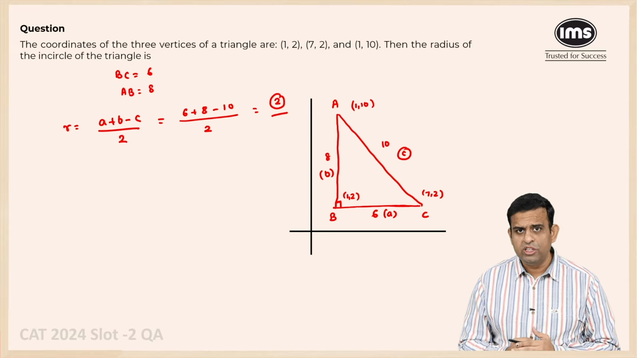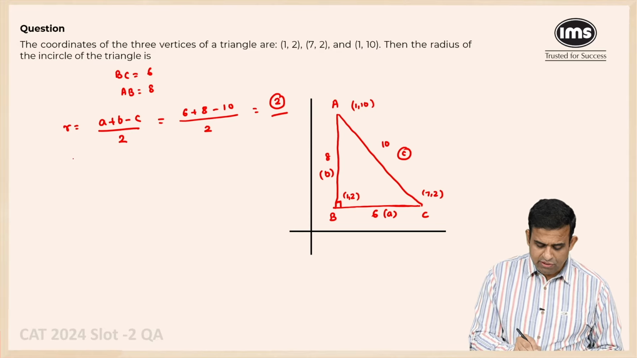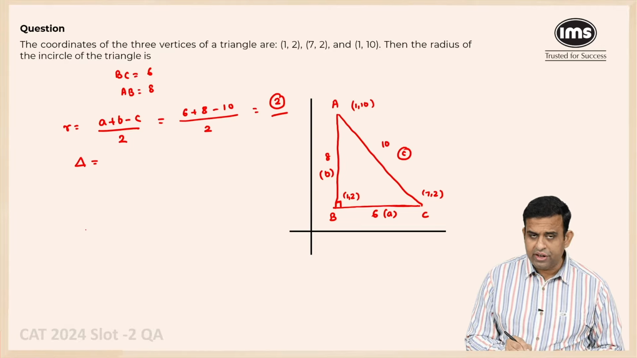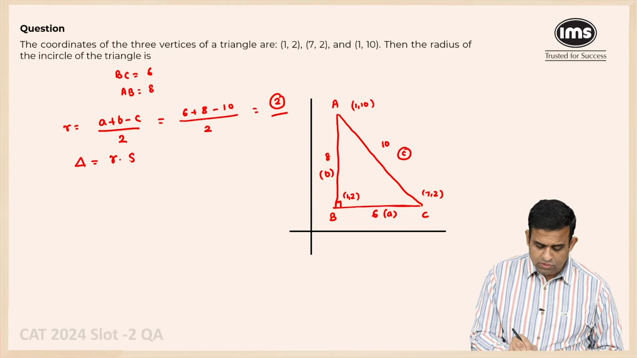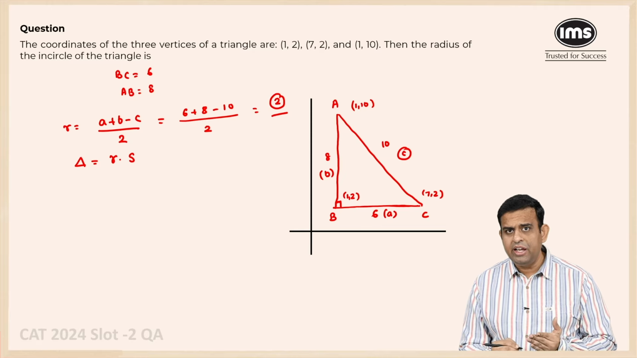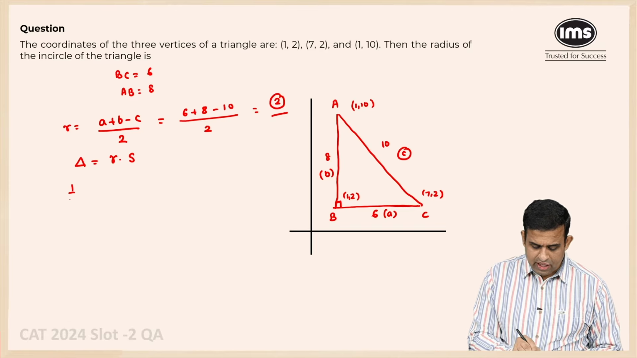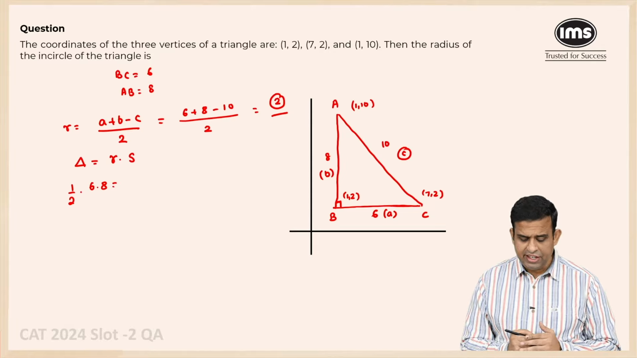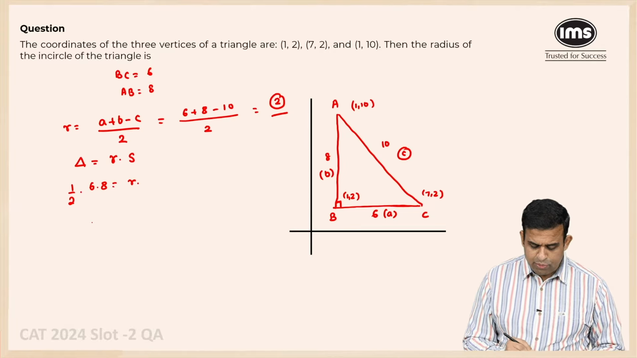Again, people who don't know this particular result can use the formula: area of a triangle is equal to inradius into semi-perimeter. Now, what is the area for this triangle? One can say half of 6 into 8. Base is 6, height is 8. Inradius is what I'm supposed to calculate.